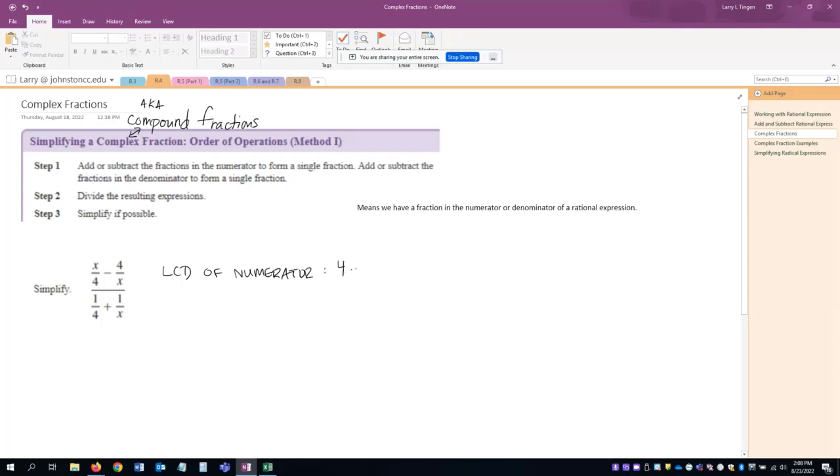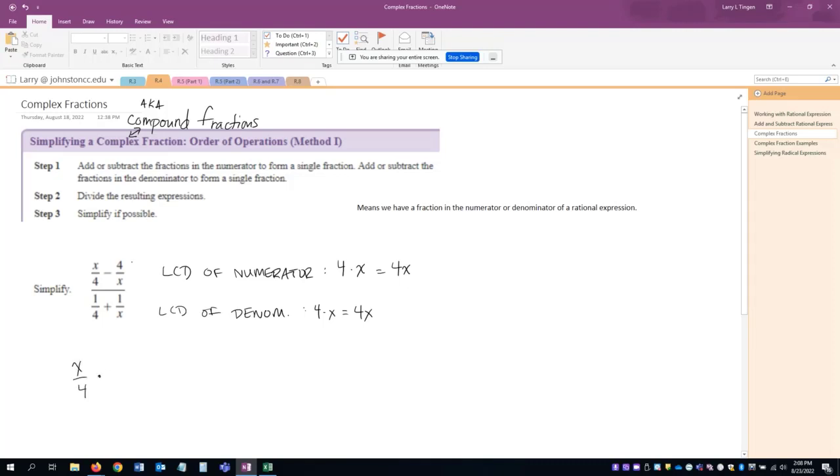What is it? Well, the two factors that make up the numerator are 4 and x. So the common denominator I want for this subtraction to occur is 4x. How about for the denominator? Well, it's 4 and x again, right? So I need to make the numerator into a fraction that has a denominator of 4x, and I need to do the same thing with the denominator. Yes. So what do I need to do?